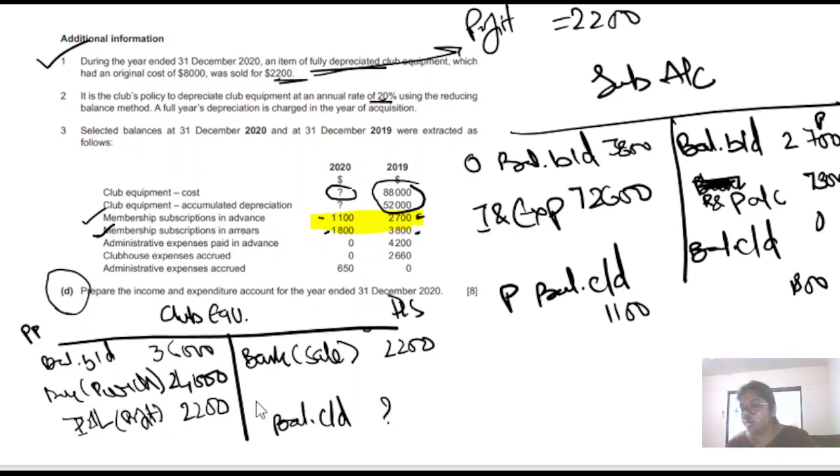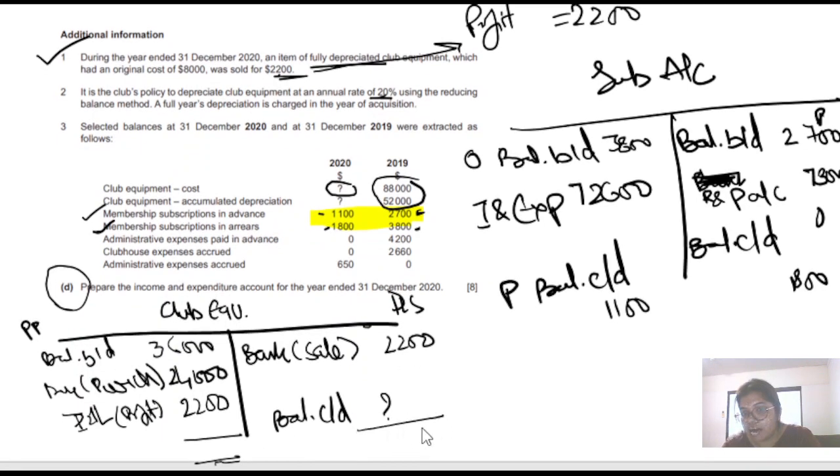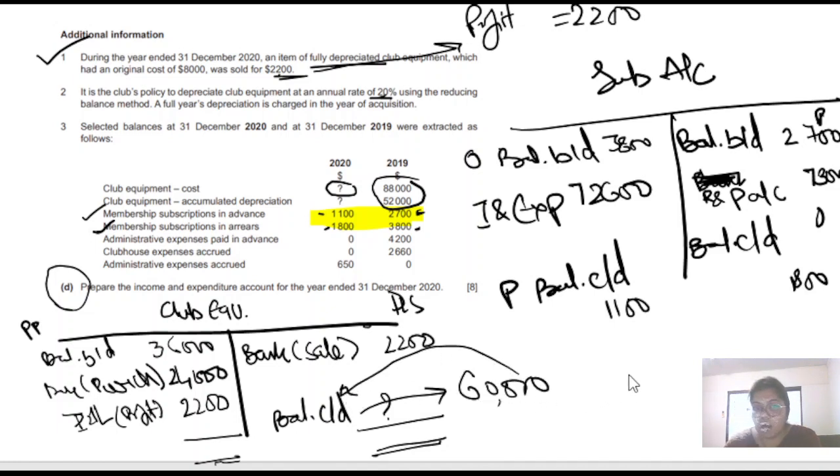So what you have to do is add three values and deduct the 2,200, and the amount is 60,000. 60,000 is your closing amount for club equipment, and the depreciation is given to you, so you have to calculate 20%. So 60,000 into 20% is 12,000. So you have to write 12,000 here, in the income and expenditure account.